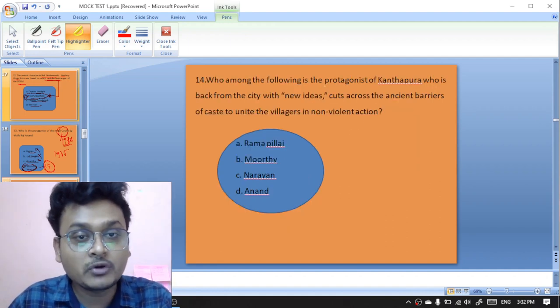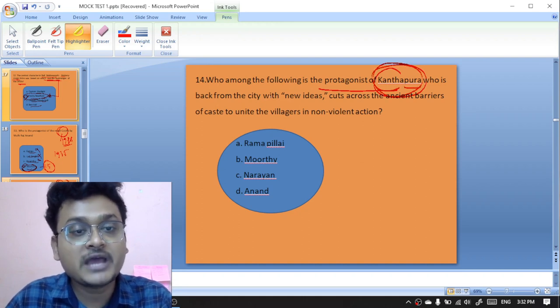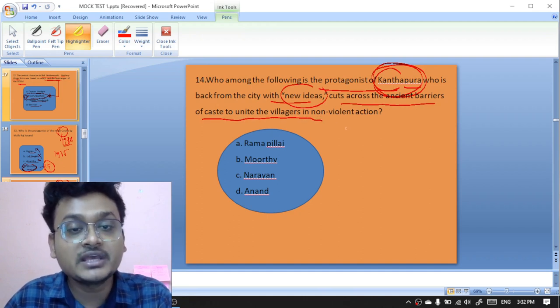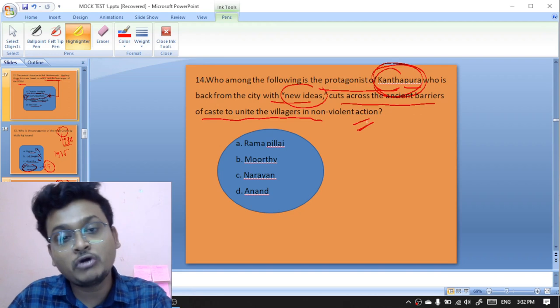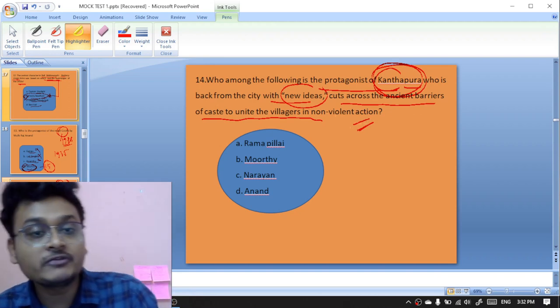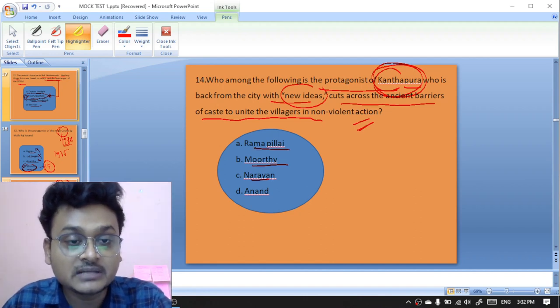Next question. Who among the following is the protagonist of Kanthapura, the novel? Raja Rao's Kanthapura. Who is back from the city with new ideas and cuts across the ancient barriers of caste to unite the village in non-violent action? She was very much influenced by the Gandhian movement. So here, who among the following is the protagonist of Kanthapura? Rama Pilali, Murthy, Narayan, Anand.